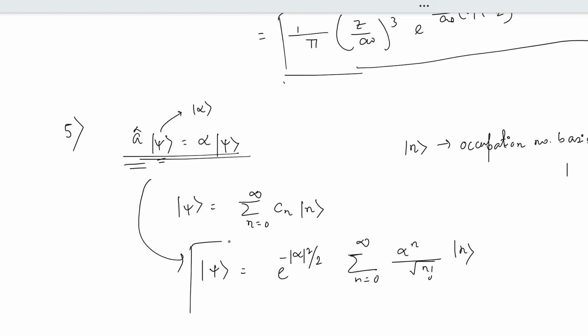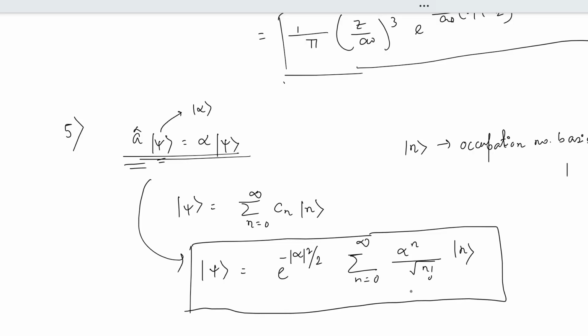So this is how you can represent the eigenfunction of the annihilation operator in terms of the occupation number basis states. So this is the occupation number basis states, and this is the eigenket of the annihilation operator A cap. So how do you get to this?